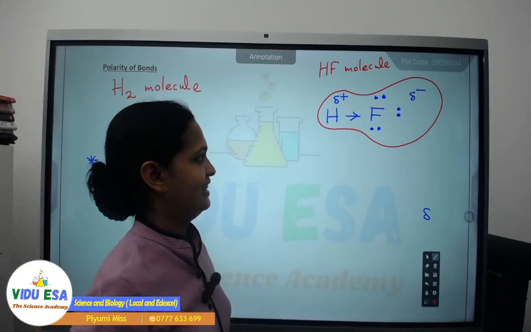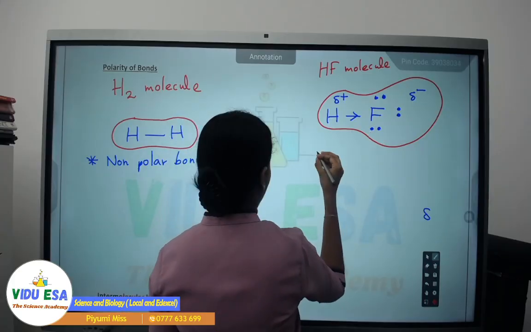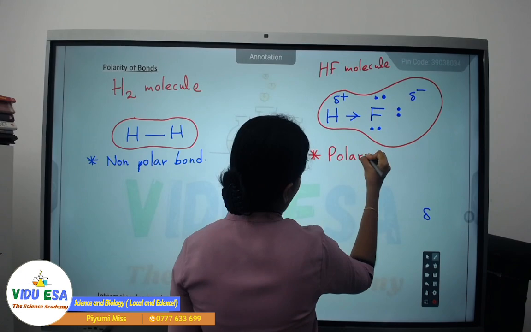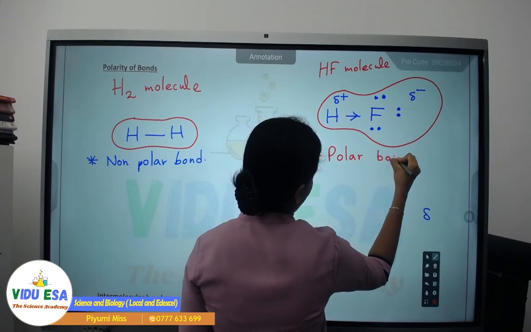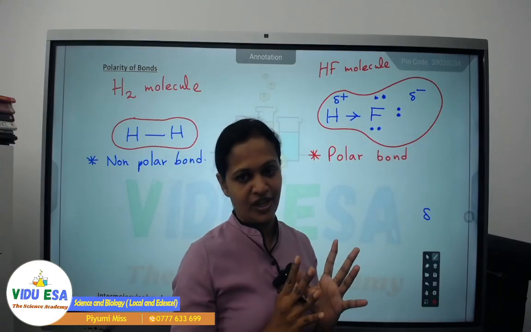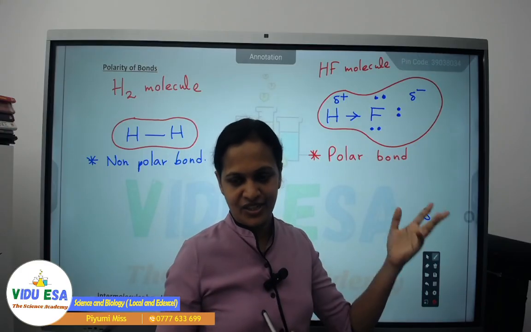Right? So this is what we call a polar bond, polarity of a molecule. Polar bond. But if we consider the total HF molecule, can we see any charge there?